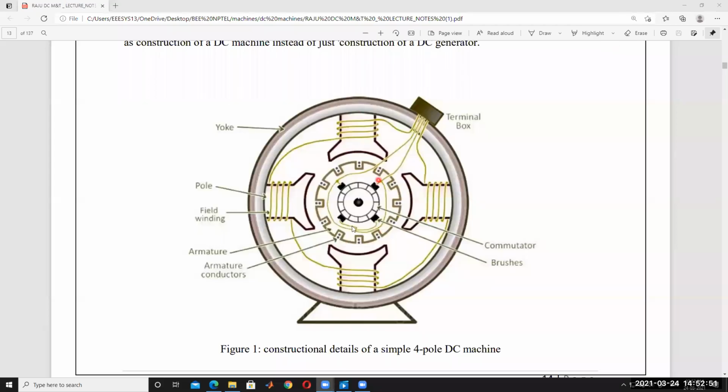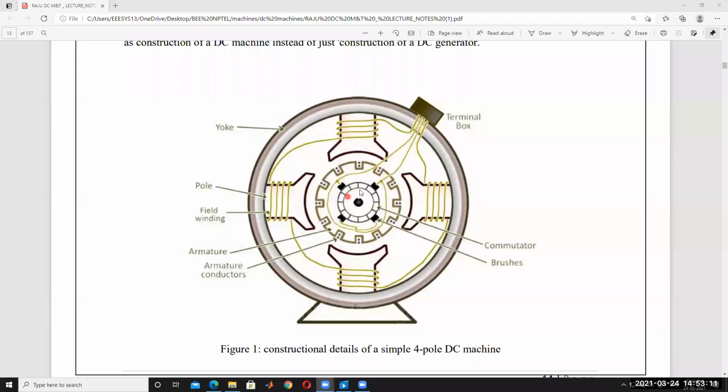Okay, this is called a 4-pole DC machine. This is called the pole core. This is called the pole shoe. These are pole shoes. This is called the yoke, and it is used to place the winding. The pole cores are used to place the winding, the field winding.